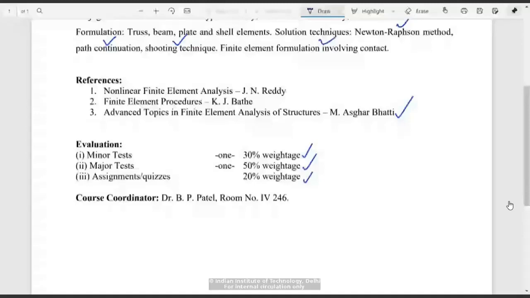Anybody else has any clarification or doubts on the course content? I have discussed the evaluation scheme, references, etc.